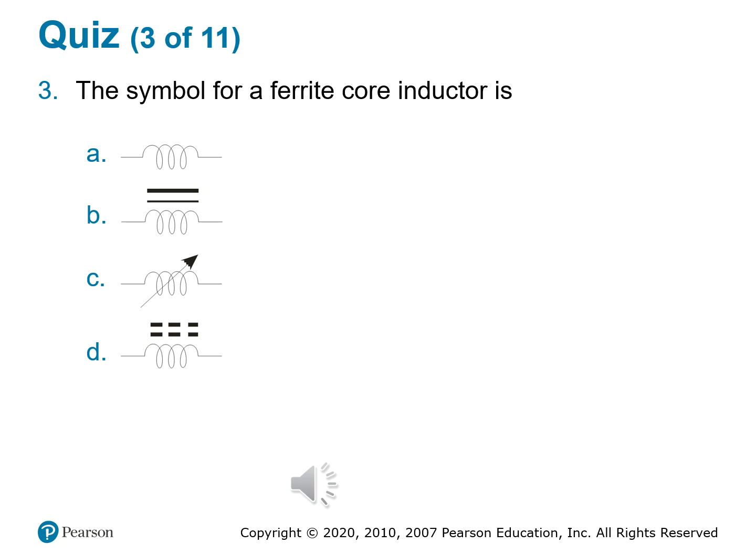This is question number 3. The symbol for a ferrite core inductor is, again, there's no way for me to read anything here. I'm just going to give you the choices. Is it A, B, C, or D? Go ahead and pause the video. Okay, if you start the video again, the answer is D, right? It's got that little coil with the little dashed lines up on top.